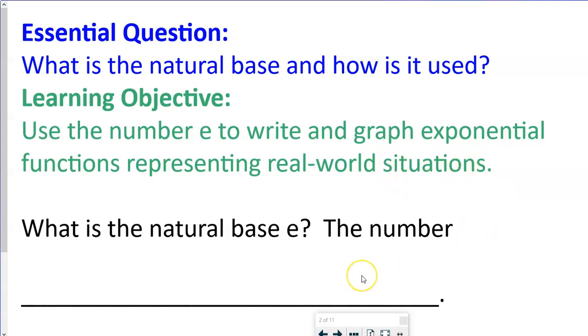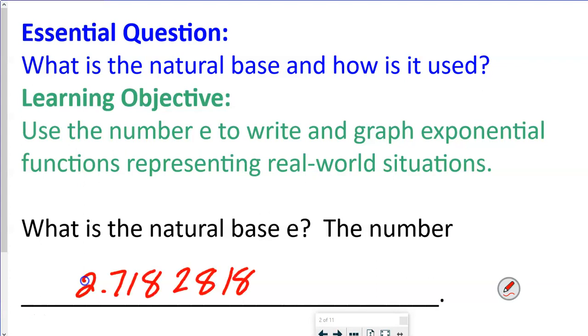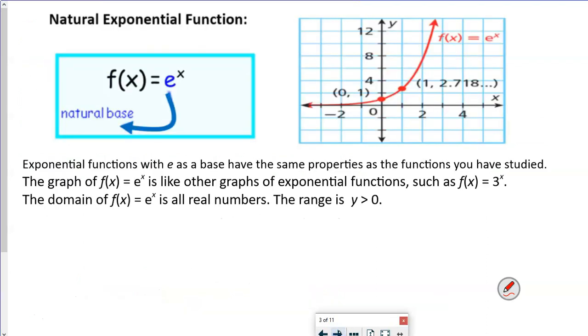So what is the natural base e? If you were to take on your calculator e to the first, then you would get this number, 2.718281828... it would keep going. And this number has to do with compounding continually. That's where that number came from. So the natural exponential function is f of x is equal to e to the x.